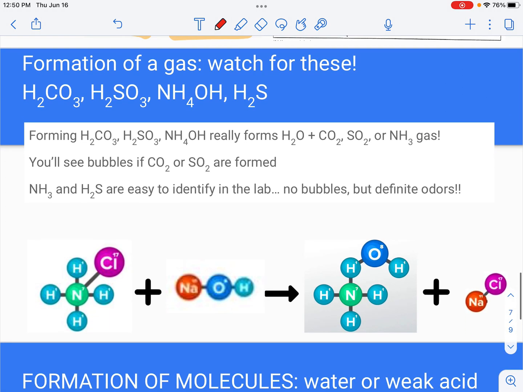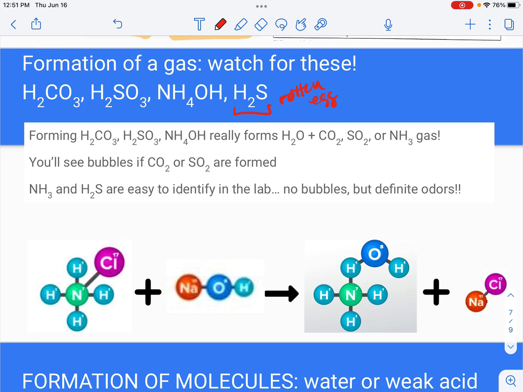Okay, the second type is the formation of a gas. You have to be watching for these. H2S is going to feel like a molecule to you, but this is the stinky rotten egg gas that is in stink bombs.